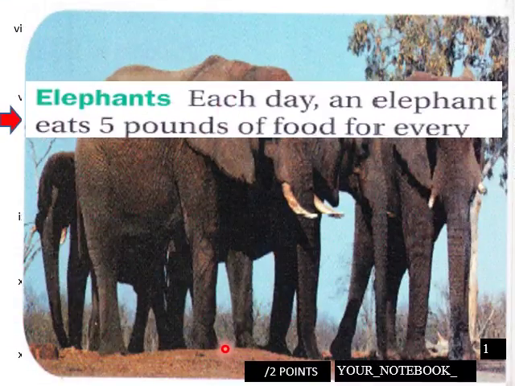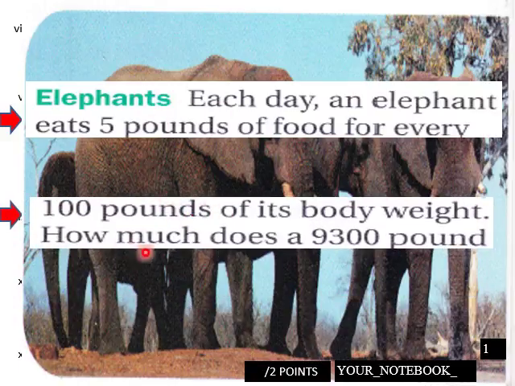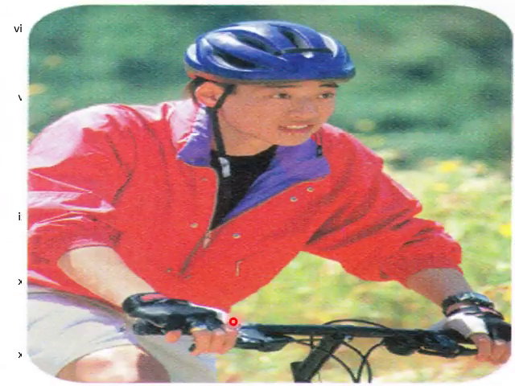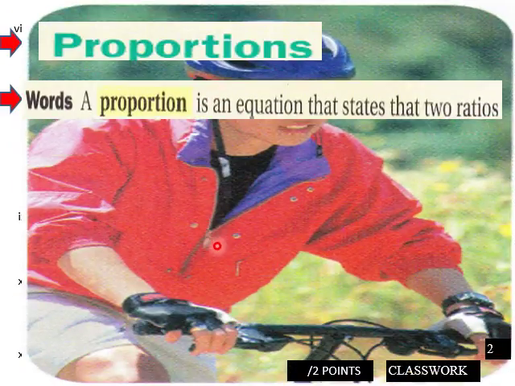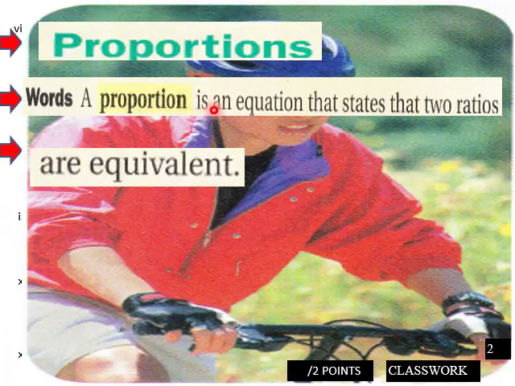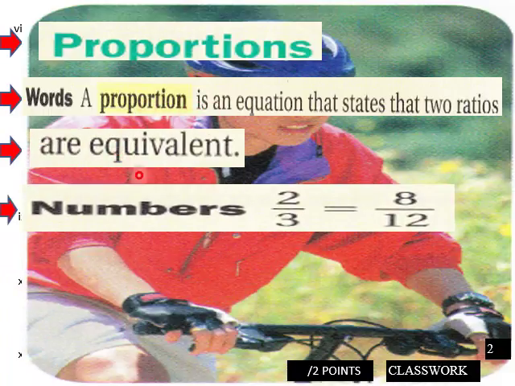Okay, into our lesson today, elephants. Students, this is your notebook, page 1. This is your 2 points of note taking. Elephants eat 5 pounds of food for every 100 pounds of their body weight. How much does a 9,300 pound elephant eat per day? And then proportions. A proportion is an equation that states two ratios are equivalent.